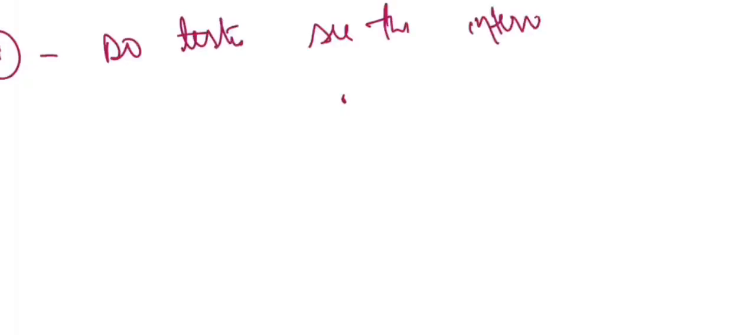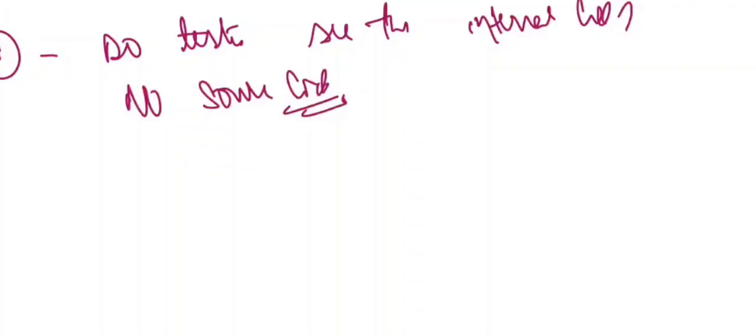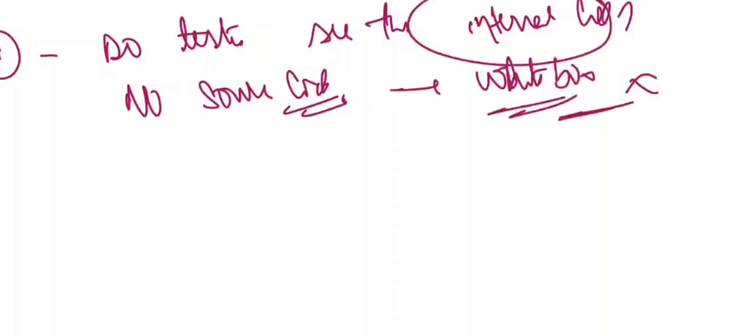Step by step logic. First question: do the testers see the internal code? Tell me, yes or no. The answer is no. No source code is there. No algorithm is visible. So immediately rule out white box. In the case of white box, what happens? They should see the internal code, but they are not able to see it. So white box is not the answer.